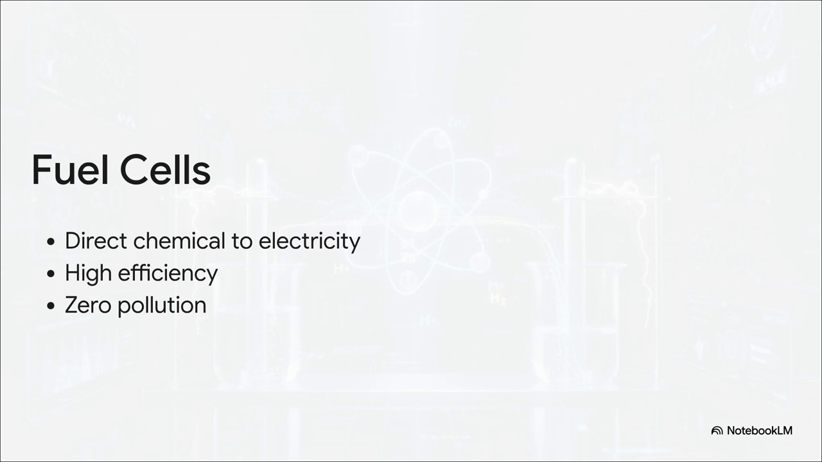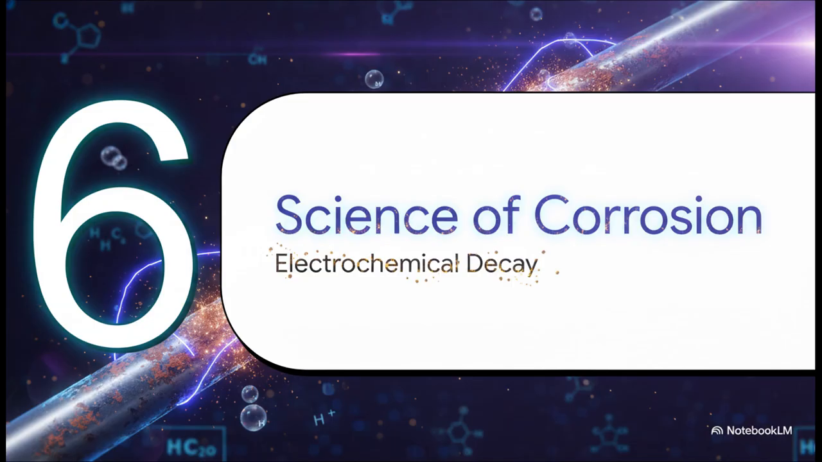Instead of just storing chemicals inside, a fuel cell continuously takes in external fuels like hydrogen, methane, or methanol. By converting the chemical energy of combustion directly into electricity, we totally bypass traditional thermal plants. The result? A massive 70% efficiency. And the best part? A hydrogen-oxygen fuel cell produces literally zero pollution. The only exhaust product is just pure, clean water. How cool is that? Finally, we hit Section 6, the science of corrosion.